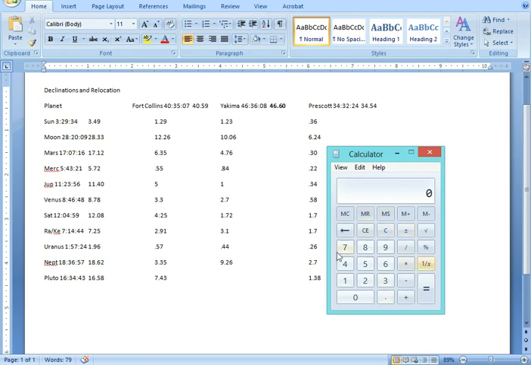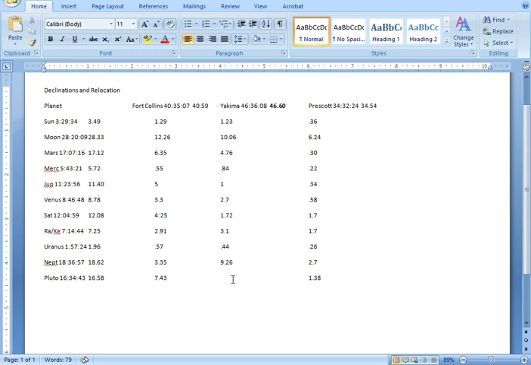Pluto at 7.43. That would be about 6 times. Comes to 44.58, so that's close. Minus 46.6 equals minus 2.02, or 2.02 is all we need to know. So now we've worked out how far each planet is from being exact on that. And the planet that's closest is going to be the strongest influence.